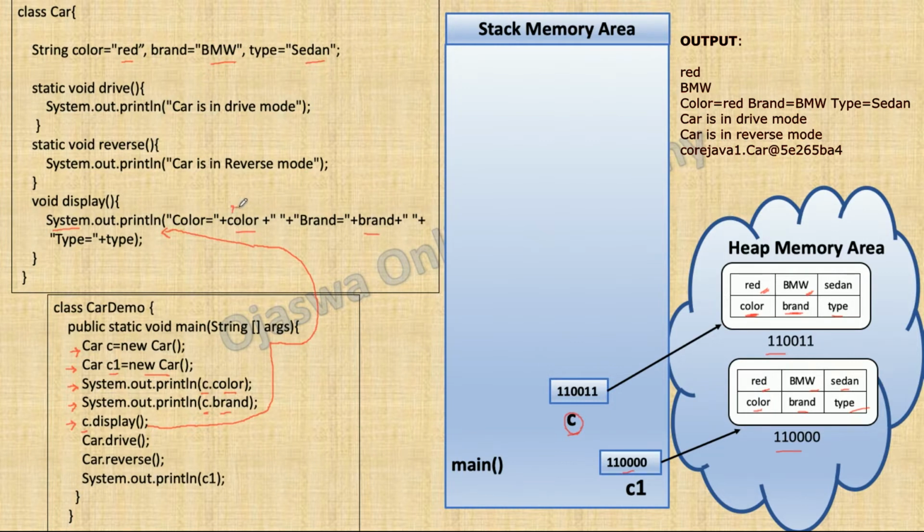Value of color, that is red. Value of brand, that is BMW. And value of type, that is sedan. So this will be printed to the output screen.